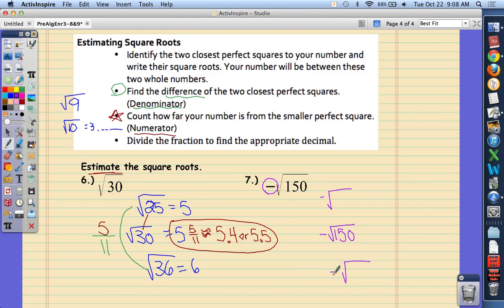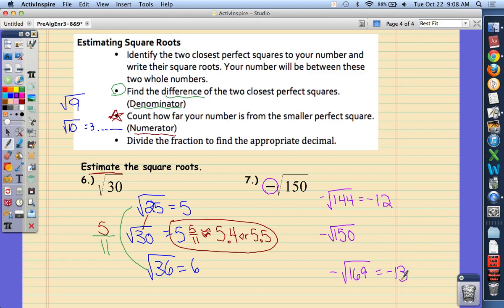Well, the lower one would be 144. And the square root of 144 is 12, but I have negative square roots of 144. This is okay. You can do this because the negative's not on the inside, but it'll be negative 12. Because you have a negative on the outside, we have a negative with our answer. And the higher one, 144 is 12 squared. What's 13 squared? That's 169. So negative square roots of 169 would give me that negative 13.